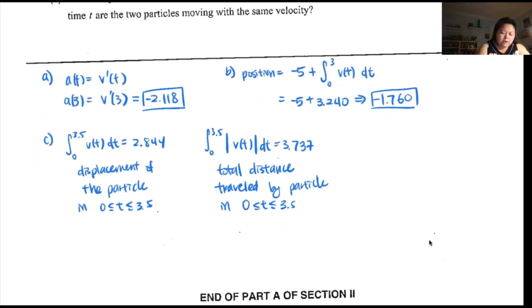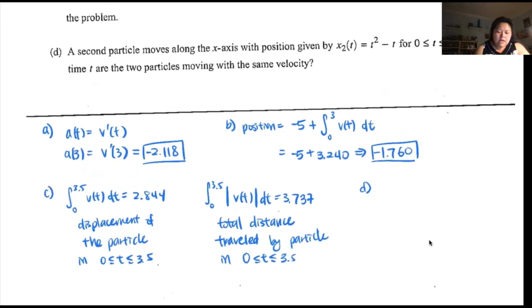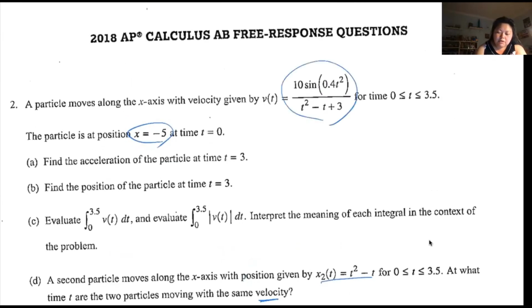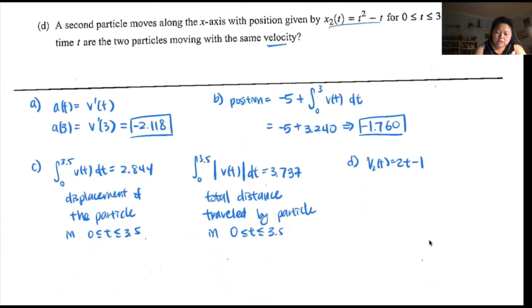All right, last part, let's look at D. D says, a second particle moves along the x-axis with a position given by x sub 2 of t equals t squared minus 1 for 0 to 3.5 seconds. At what time t are the two particles moving with the exact same velocity? So you want the two velocities to equal each other, but this one's a position function. So the velocity of that, v sub 2 of t, is a derivative, so that would be 2t minus 1. And you're going to set it equal to our other v of t, which is this v of t up here. So you're going to say 2t minus 1 equals that awesome function of 10 sine of 0.4 t squared all over t squared minus t plus 3.